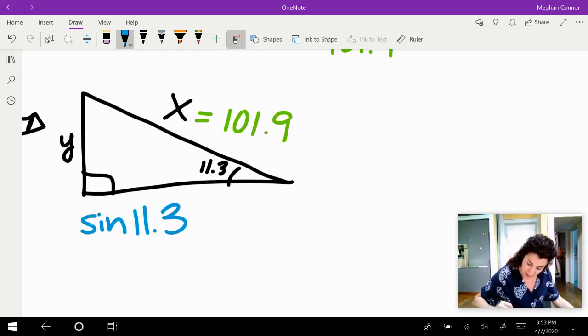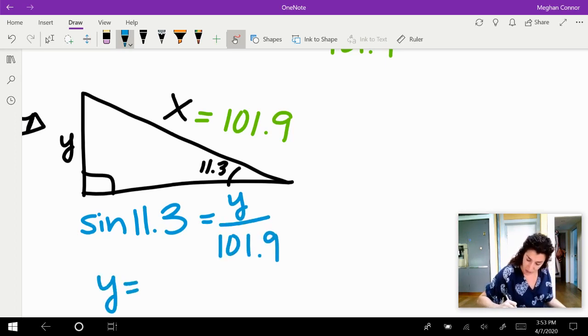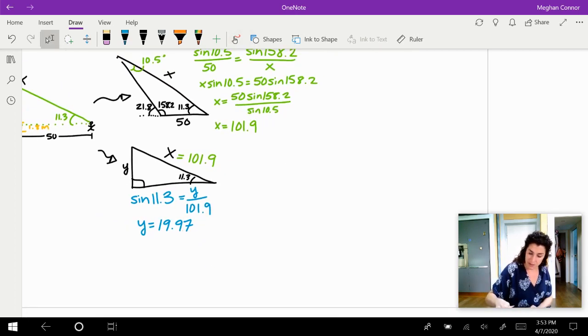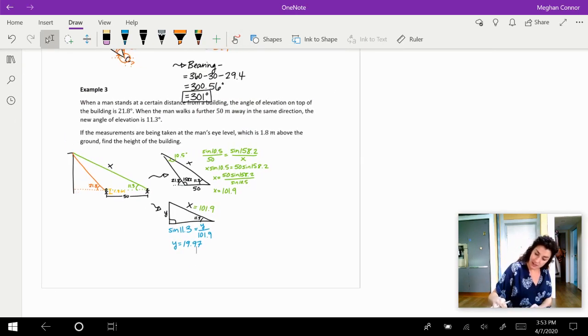Sine of 11.3 is equal to opposite over hypotenuse. So y is equal to 101.9 times sine of 11.3. So I'm going to multiply my previous answer by sine of 11.3, and I get that y is equal to 19.97. And then I just have to remember that the height of my building is that plus 1.8.